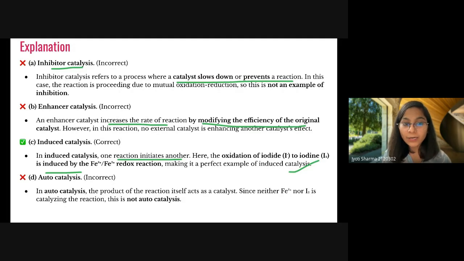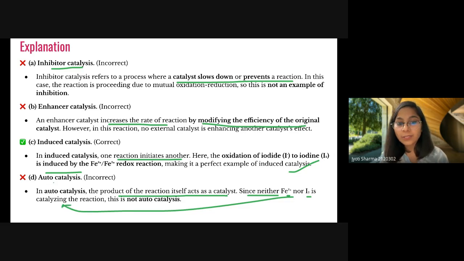And in autocatalysis, the product of the reaction itself acts as the catalyst. I know induced and auto are relatively similar, but not exactly the same. So here, neither Fe2+ nor I2, which are the products, is catalyzing the reaction. So that's why this is not autocatalysis, but one reaction initiating another. So that's why this is induced catalysis. I think this is clear.